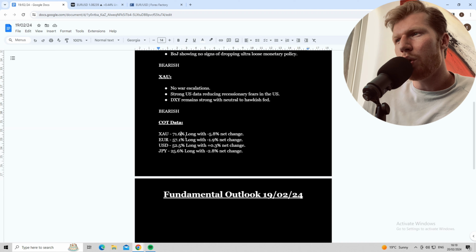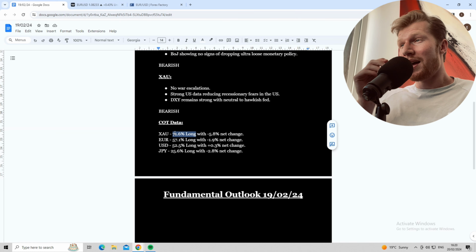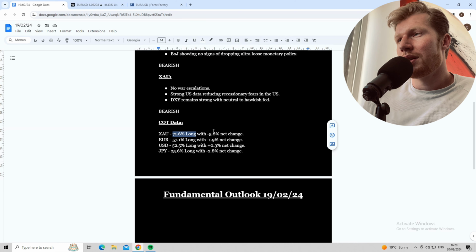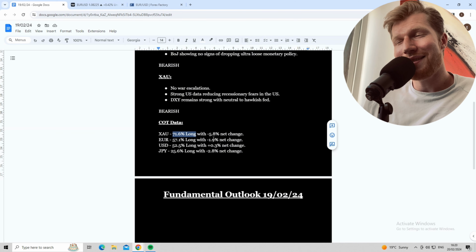So as I said, I'm bearish gold, but look at this. We have 71.6% longs, right? From the major players in the US. That's very insightful. However, we have also a minus 5.8% net change this week, right? Basically signaling that a lot of longs are being closed out. And this could be a lot of things, but that's something to take note of.